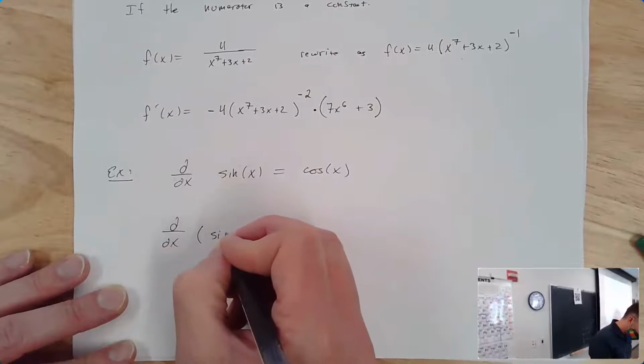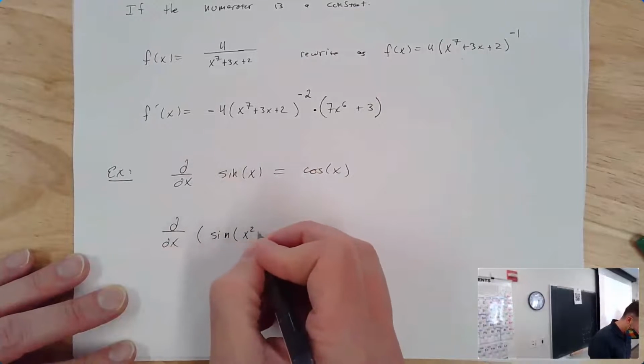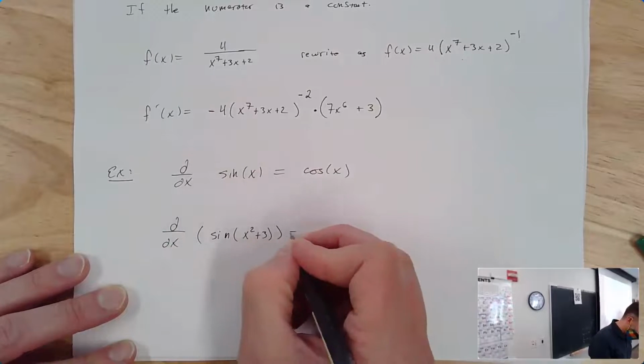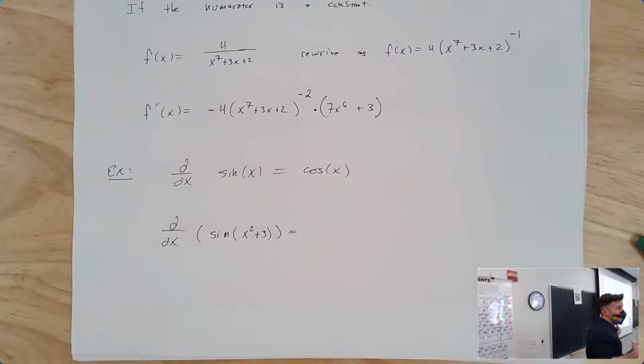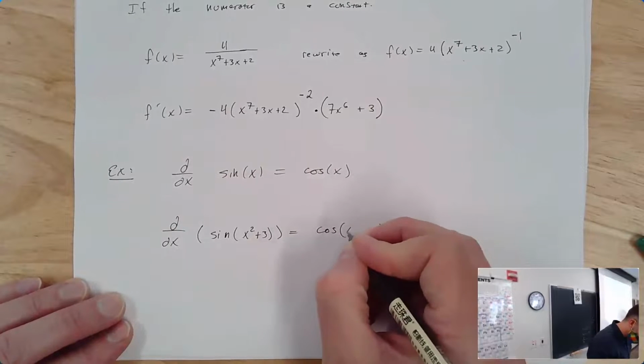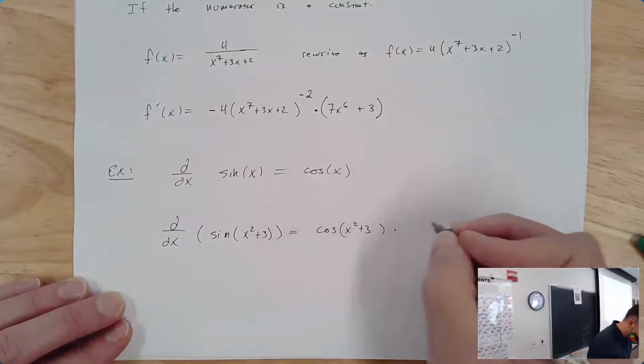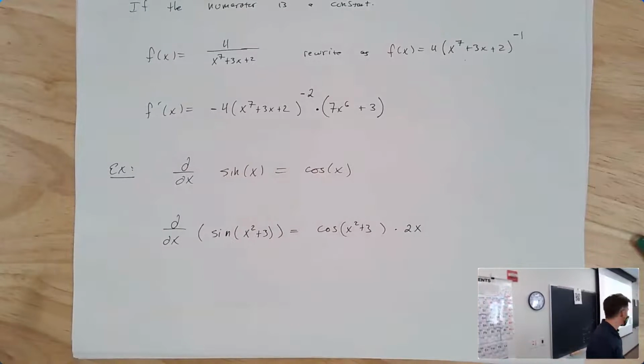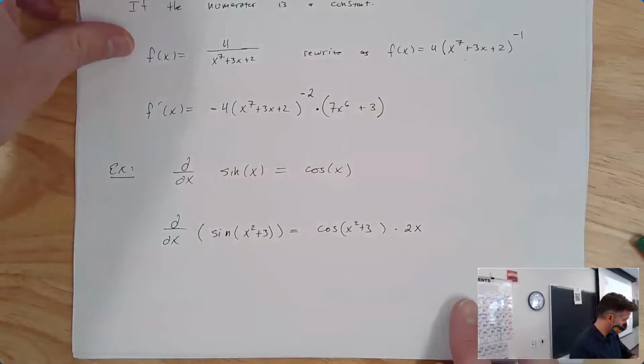Well, it's also true that, say, the derivative of sine of (x squared plus 3) is equal to, well, the derivative of sine of some stuff is going to be cosine of the stuff times the derivative of the stuff. It works for any function. So if you know the derivative of a function evaluated at just x, you know the derivative of the function where the inside is more complicated than this.